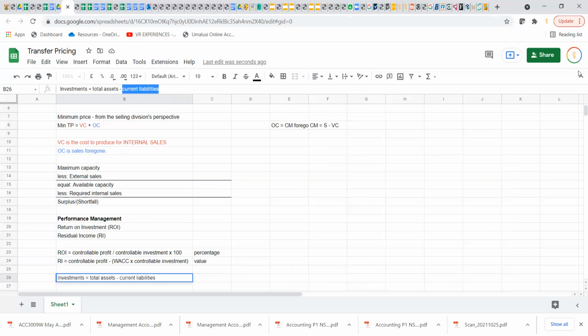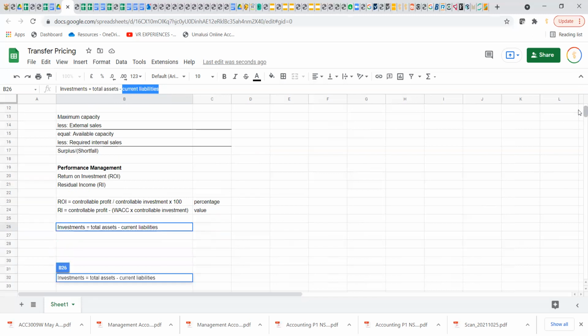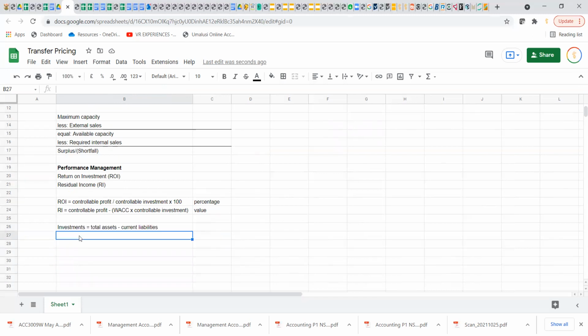Another way to work out investments is just a rearrangement of a certain formula, because you don't know how they present the information. It would be total equity plus long-term liabilities. So you either calculate it like that or like this. In most cases you're going to be able to calculate it in the first format, but sometimes they only give you this, and then you must be able to calculate it like that as well.